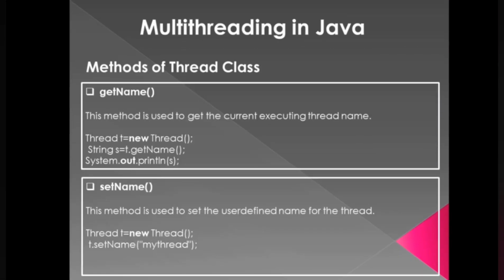Next one we have the getName method. The method is used to get the currently executing thread's name. Here is the syntax: Thread t = new Thread(); String s = t.getName(); System.out.println(s). Next one we have setName. This method is used to set the user-defined name of the thread. Here is the syntax: Thread t = new Thread(); t.setName("my thread").